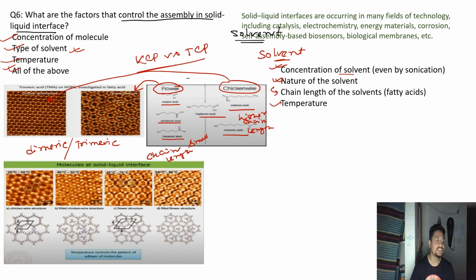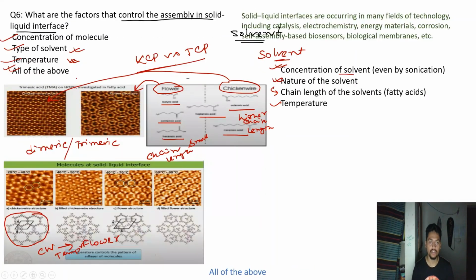Now let's say this is temperature. At 20 to 40 degrees, the surface pattern is kind of like this, and whenever we increase the temperature, it goes from chicken wire towards flower with the temperature. So whenever you increase the temperature, it goes towards flower-like structure. So obviously temperature is going to play a very important role.